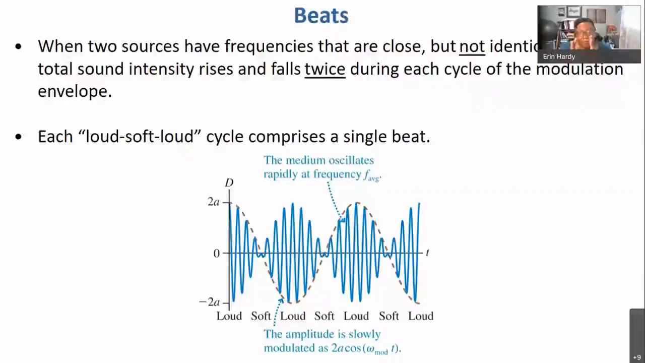In order for this to be observable, they have to be close but not identical to one another. And what you are observing here, or the term that we use to describe this, is beats. So this signal down here at the bottom would be the combination of two tuning forks that have frequencies that are maybe a handful of hertz different from one another.